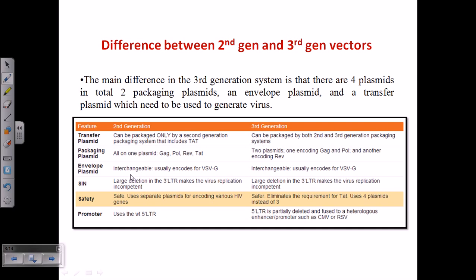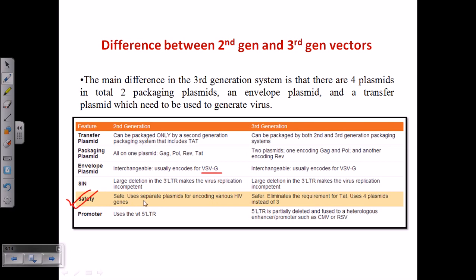Now the envelope plasmid in this case usually codes for VSVG, right? In third generation, the envelope plasmid again codes for VSVG, which is similar in both cases, as we have seen. Okay, and also the promoter is altered in the third generation vector, because we have seen that the 3' LTR is modified and the U3 is deleted, which was not the case in second generation. And also safety measures: second generation vectors are safe, because we must care about safety first.